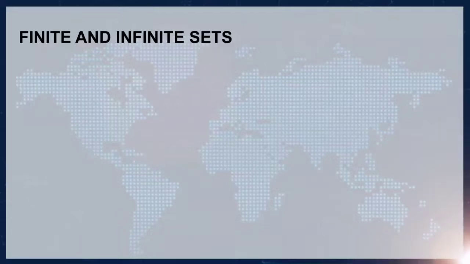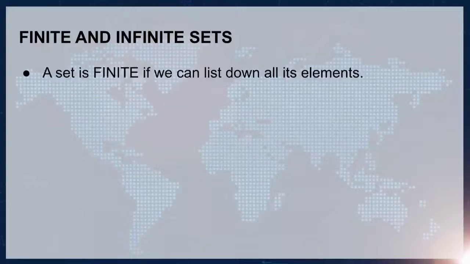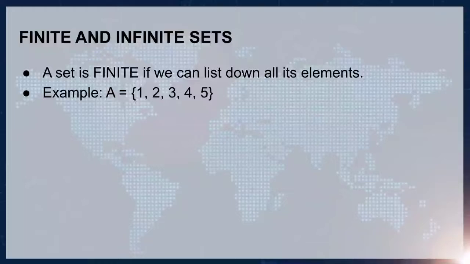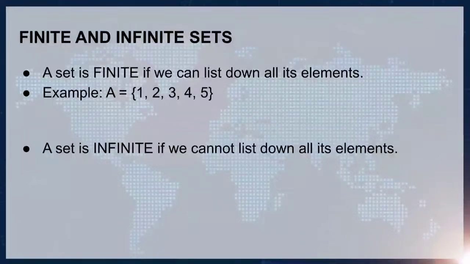Now there are sets that are finite, and there are sets that are infinite. What's the difference? A set is said to be finite if we can list down all its elements. For example, set A. We can list down the members of set A, and it's 1, 2, 3, 4, and 5. It's very clear. They are finite.